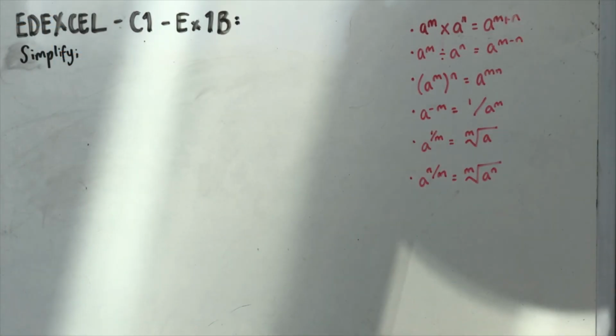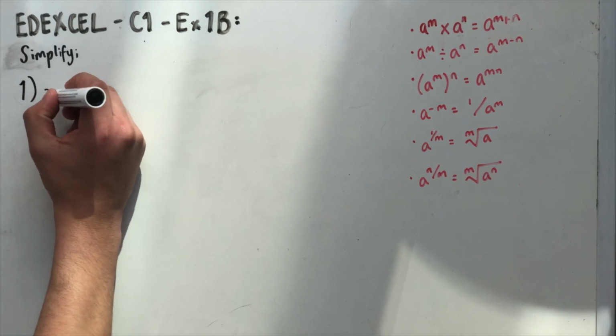To complete exercise 1B, you need to know these 6 indices rules that I put in red in the top right hand corner. Now you will need to remember these for the C1 exam, but if you do enough questions, they just stick in your head automatically. Right then, here we go, question 1.